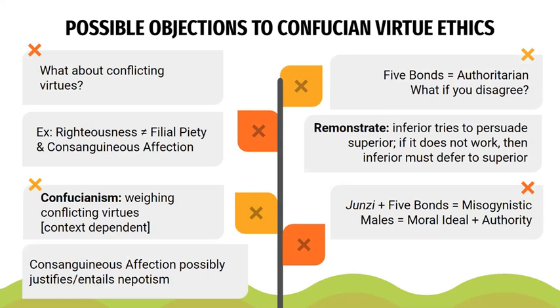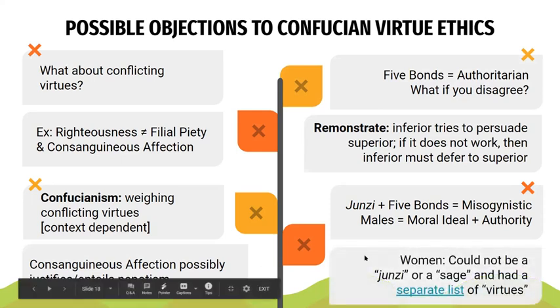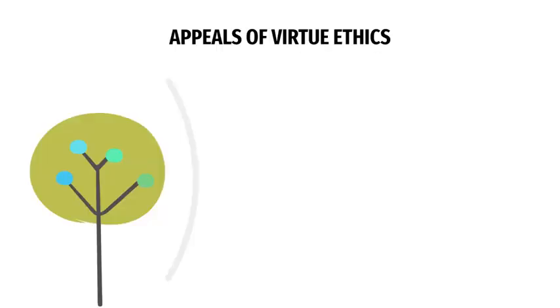Okay, so that's a common criticism of Confucius, because Confucius thinks that women cannot be sages, and also that women have separate virtues from men. So this is an interesting conversation, but for time's sake, we'll have to leave it aside. But that is certainly a big criticism that comes into both forms of virtue ethics.